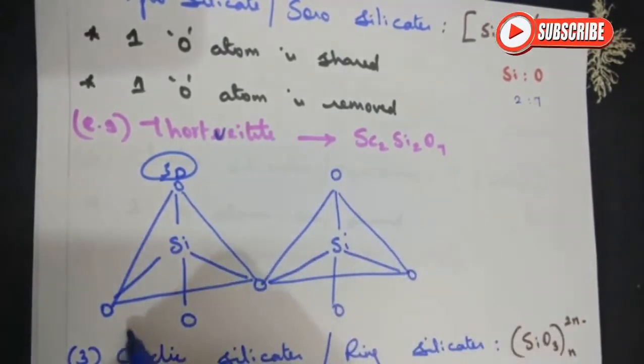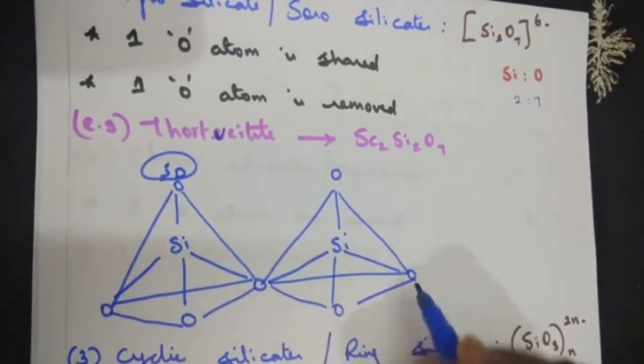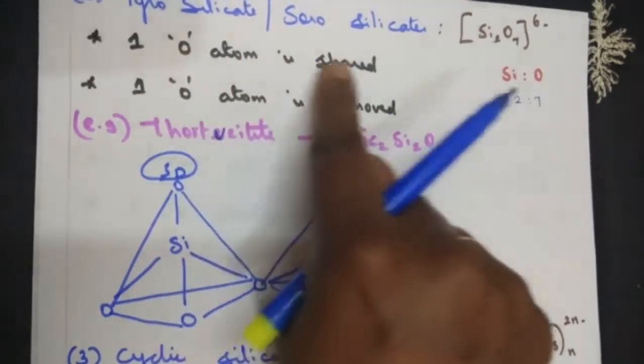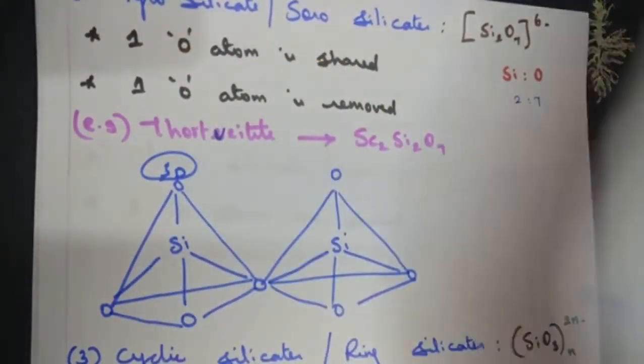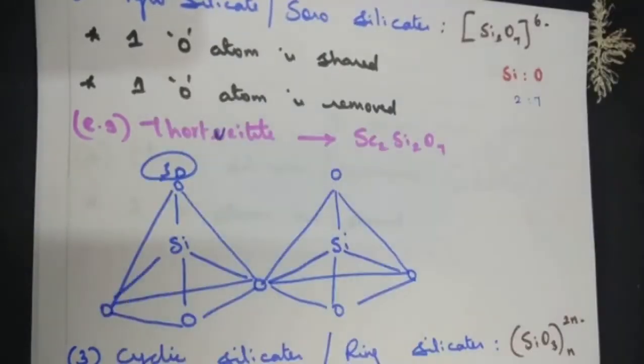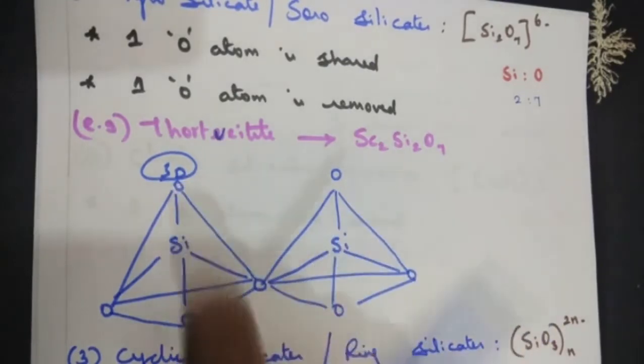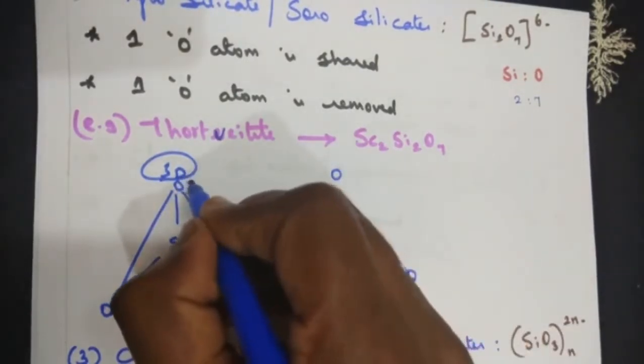One oxygen is behind the plane. So this oxygen is behind the plane. If you see here, one oxygen atom is shared. In terms of orthosilicate, no oxygen atom is shared. Here one oxygen atom is shared between the two units of silicon. This is the structure. Okay, let's write the charge 1.